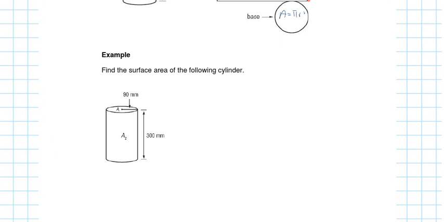Okay, so find the surface area of the following cylinder. I have no special cases here, so it's a cylinder, the whole thing. I can use the whole formula. So the surface area is 2 pi r squared plus 2 pi r h. I know my radius, which is 90 millimeters. I know my height, which is 300. It's a matter of plugging it into the formula and finding the answer. So that's going to be 2 pi 90 squared plus 2 pi times 90 times 300.